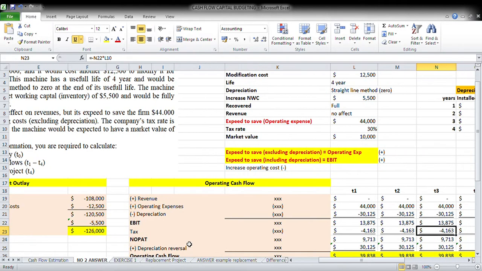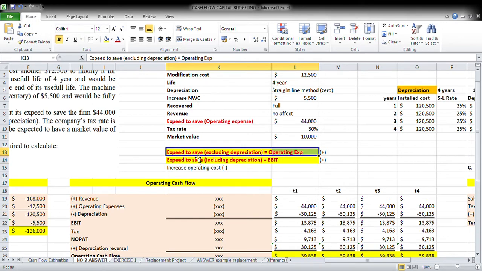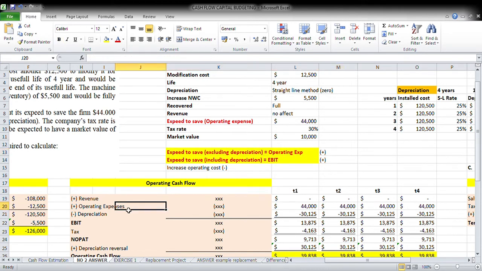And then next is the operating cash flow. We are given that revenue has no effect here, so we don't have the revenue. To calculate the operating cash flow, you should take year 1, year 2, year 3, and year 4, because the life is 4 years. So we should know the operating cash flow per year. And for the operating expense, why is this plus? Because the question says expected to save excluding depreciation, it means operating expense plus.